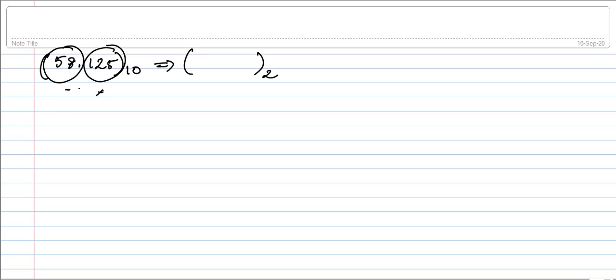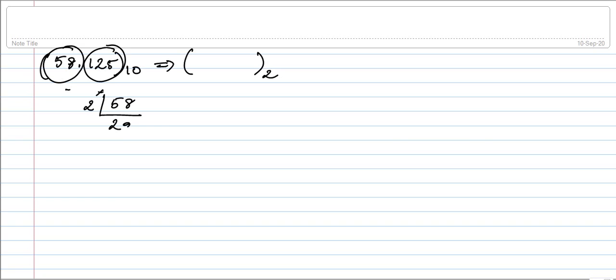So we know how to convert a decimal number which is in the integer part to its equivalent binary number. So for understanding purposes, I'm doing it. If I have 58, I'll be doing it like this, right?